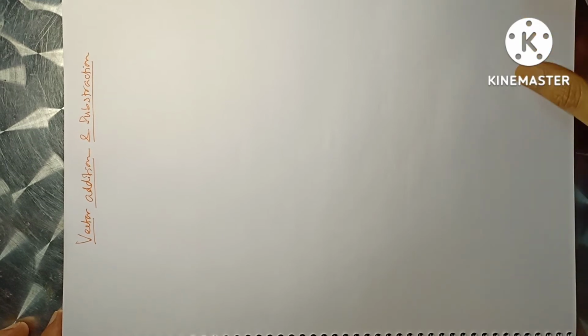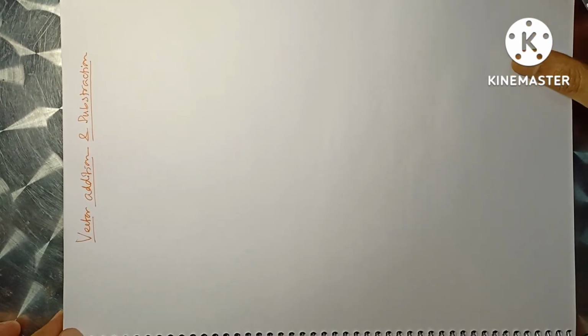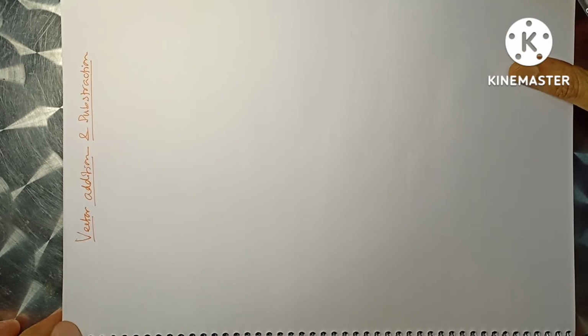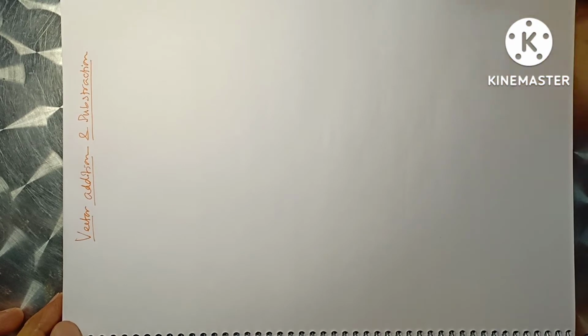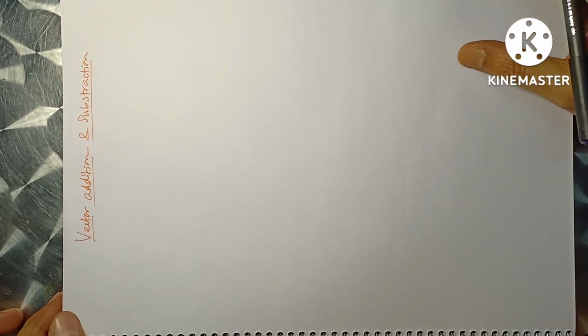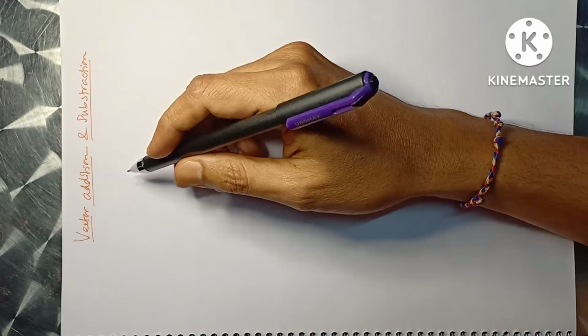Welcome everyone. We have already discussed the representation of vectors and their unit vectors. Also, we have discussed in our first video the one-dimensional, two-dimensional and three-dimensional representation of vectors. Now in this video we will discuss vector addition and subtraction.